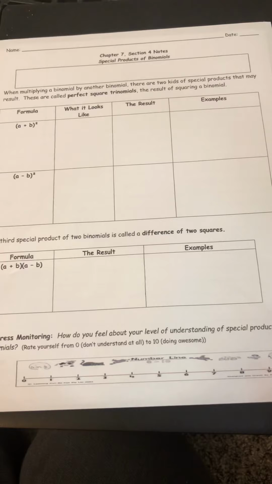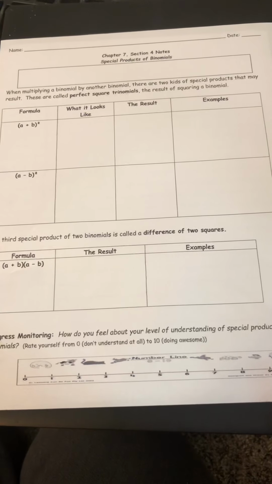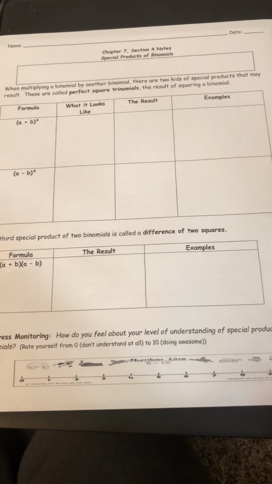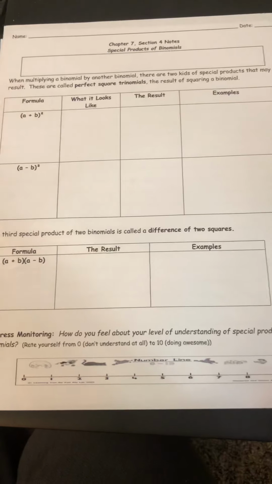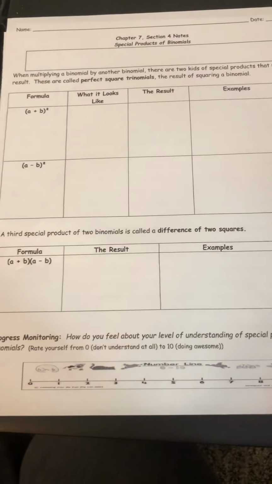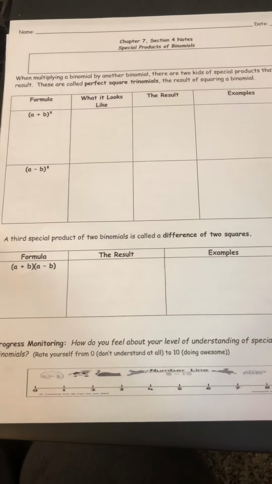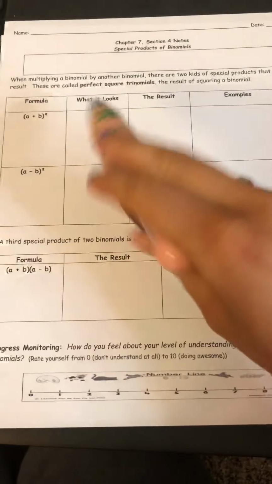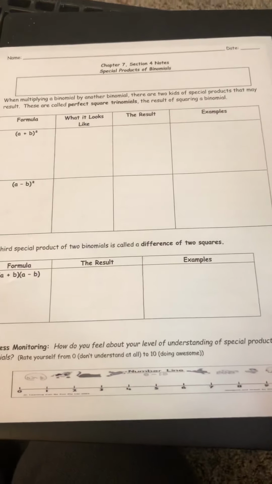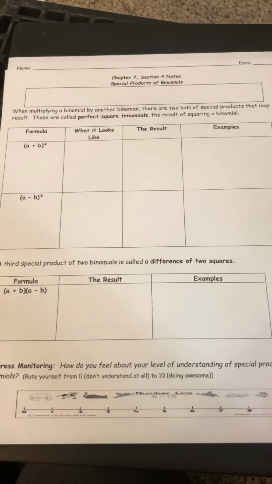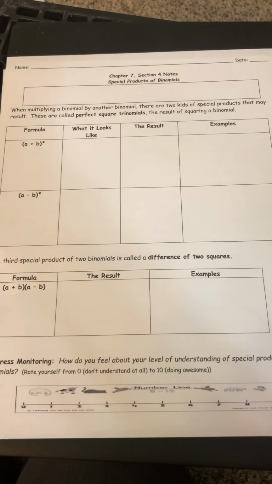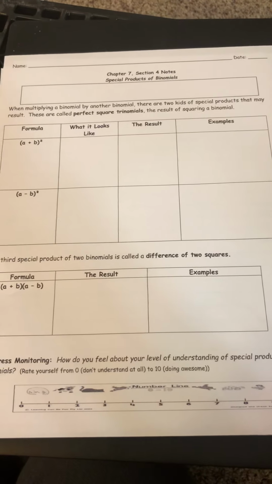We're gonna do special products of binomials today. I think you guys will really like it because I think it's a lot easier than what we've been doing the last couple of days. So let's go ahead and go through it. I'm gonna start here, just reading this little blurb to you. When multiplying a binomial by another binomial, there are two kinds of special products.